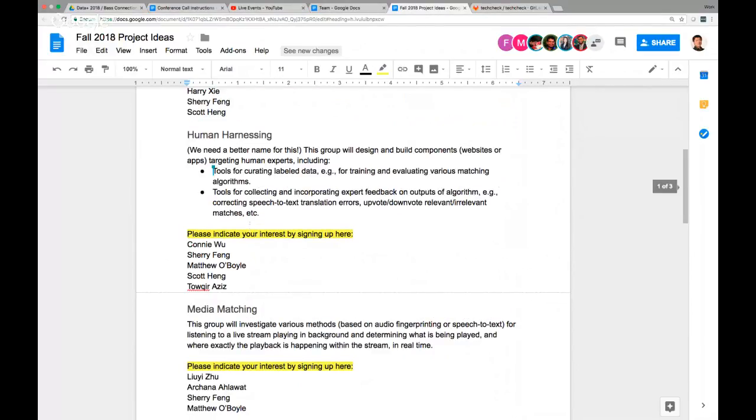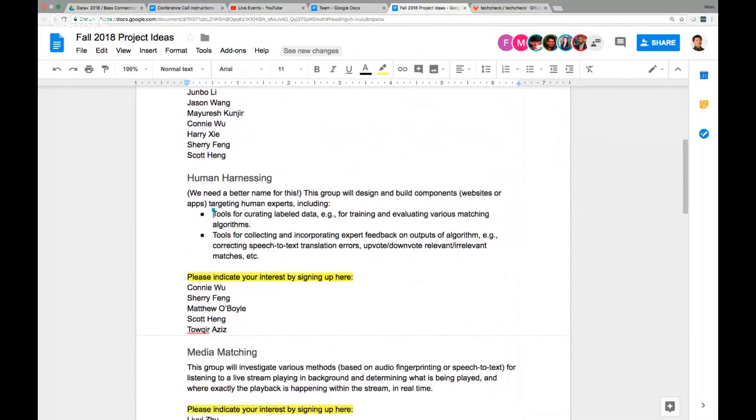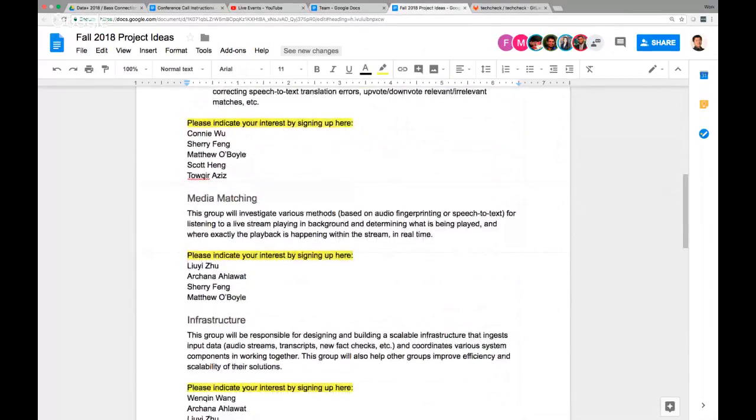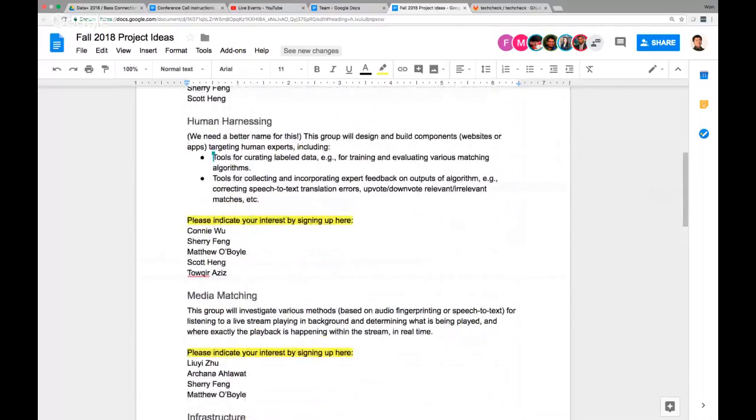are interested in the first component, claim matching, partly because it's a more well-defined problem. The Data Plus team have worked a lot on that. But media matching and human harnessing, at least media matching is well-defined. Human harnessing is a little less well-defined. You have to figure out what's the best way to do it.